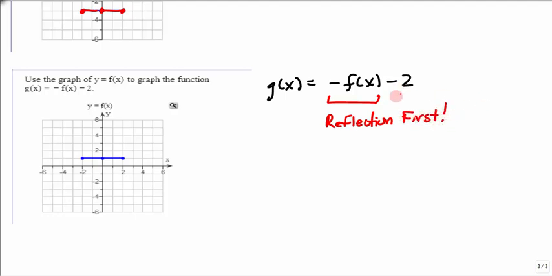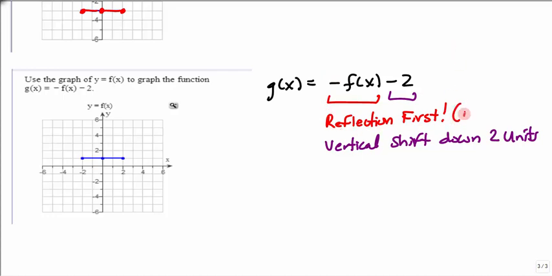And then second will be this vertical shift down 2 units. And I guess to be more specific up here, this reflection, because it's on the outside, would be a vertical, so this will be a flip across the x-axis. So we flip over the x-axis. Okay, so let's go ahead and do the reflection first.